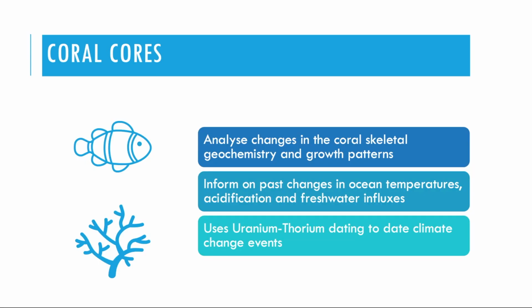Coral core proxies analyse the changes in skeletal geochemistry, or growth rate of a coral core, a factor that is influenced greatly by the ocean conditions at the time of growth. This technique allows scientists to date past events of ocean warming and acidification. Coral core analysis uses uranium-thorium dating to chronologically date when certain environmental conditions occurred.